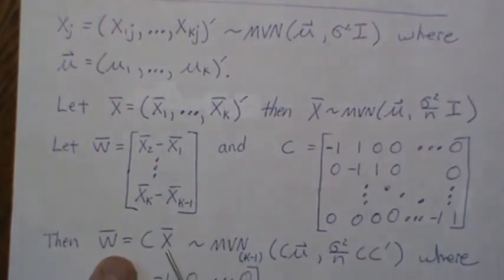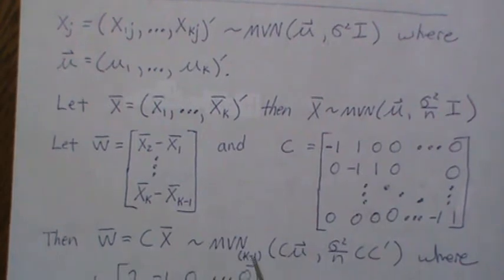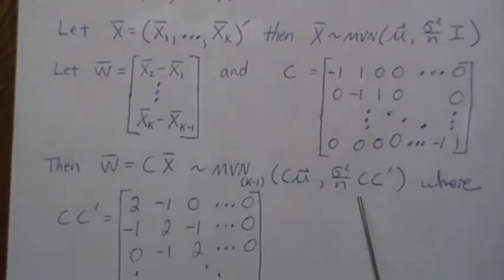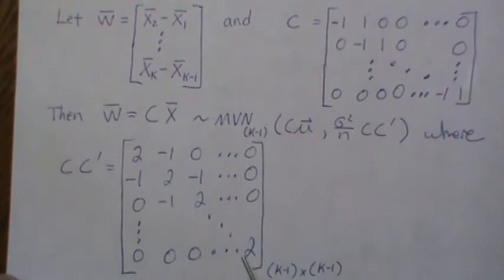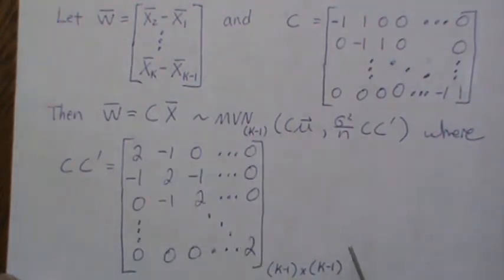Okay. Well then, since these are independent linearly distributed random variables, it's a combination of them, it itself is multivariate normal with mean C mu and sigma squared over n times C transpose. That's the variance of this, right? So now, and of course C transpose is this matrix here. It's 2's down the diagonal and minus 1's in the off diagonal.